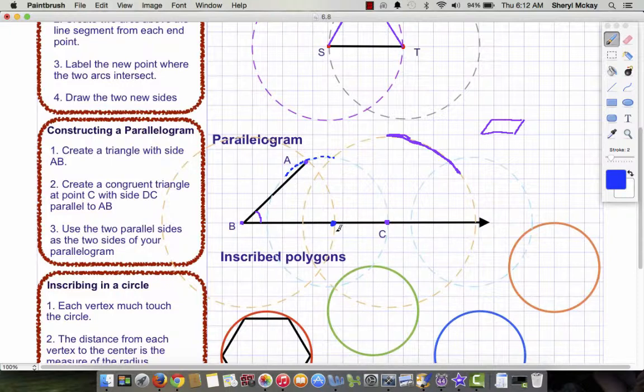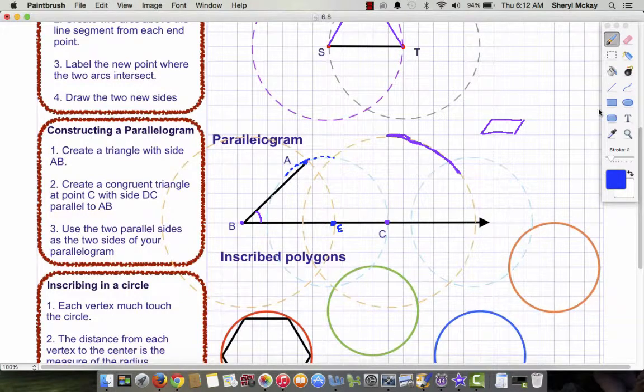Let's see, I said create a triangle with side AB, create a congruent triangle at point C. I'm not going to call this point C, I'll call this E. So when I started my arc, when I made this circle, I had this point here A, and this measurement of B, and I brought my arc down and made a point right there. I crossed it and I called that point E.